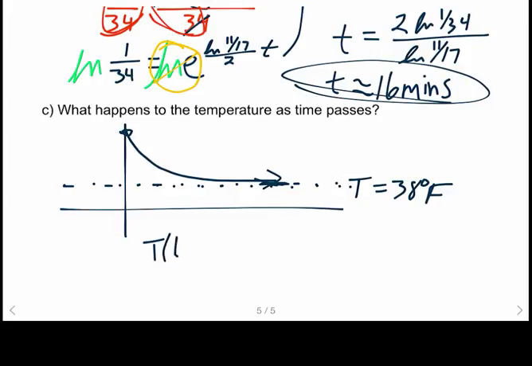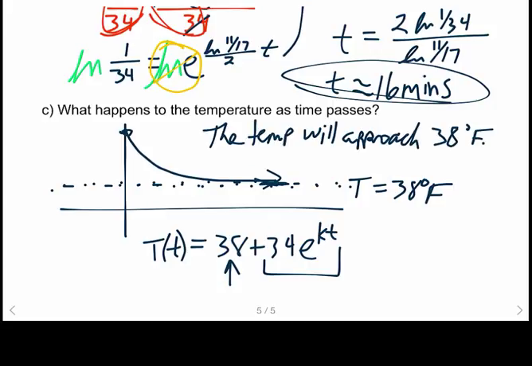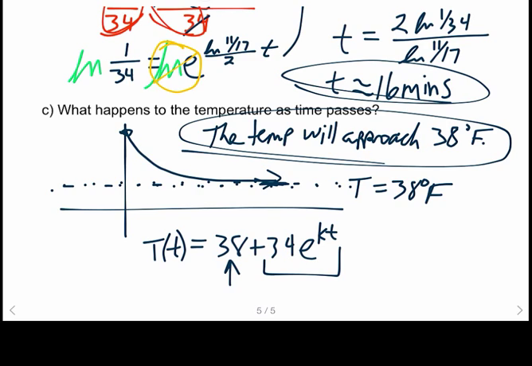The temperature, T of t, was equal to 38 degrees plus the 34 times e to the kt. Yeah, we found out what k was, but that's not what I'm after here. What I see here is an exponential function that has been raised up by 38 units. And so the horizontal asymptote should make sense. Anyway, as time passes, the temperature will approach 38 degrees Fahrenheit. And that's good enough for me.